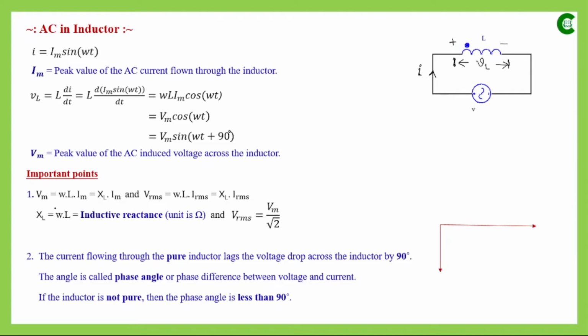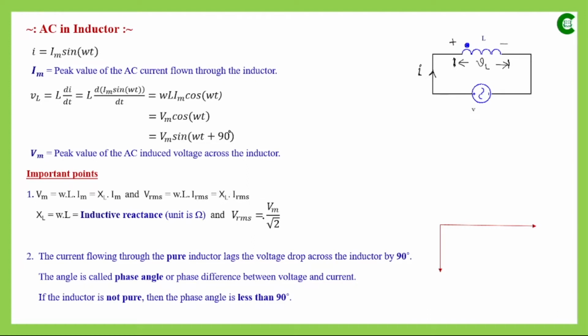And since this is the relationship between voltage and current in terms of peak value, when we express this in terms of RMS value, root mean square value, they will hold the same relationship. So it will be VRMS equal to XL multiplied by IRMS.